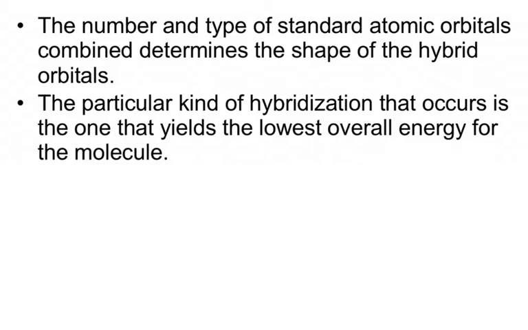So as I mentioned earlier, the number and type of standard atomic orbitals that combine will determine the shape of the hybrid orbital. Okay, so that's a theme that we'll be encountering as we go along. The particular kind of hybridization that occurs is the one that will yield the lowest overall energy for the molecule. In other words, what we mentioned earlier, the more hybrid orbitals that we can make, the more bonds that will result. At the end, it ultimately leads to more stability of the molecule.